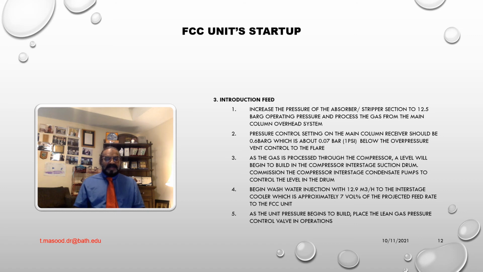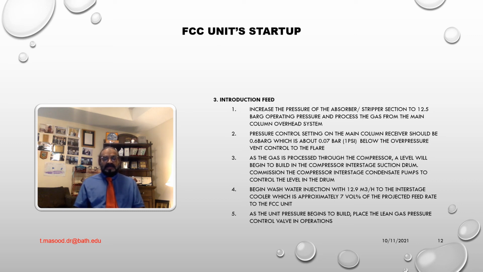Number 3. As the gas is processed through the compressor, a level will begin to build up in the compressor interstage suction drum. Commission the compressor interstage condensate pump to control the level in the drum. Number 4. Begin wash water injection at 12.9 cubic meters per hour. It depends on the capacity or design flow to the interstage cooler, which is approximately 7 volume percent of projected feed rate to the FCC unit.